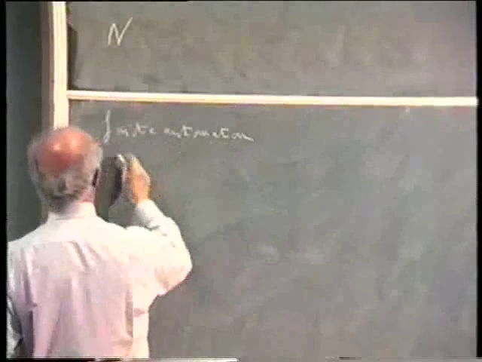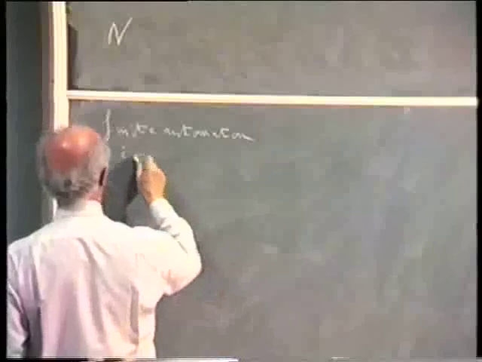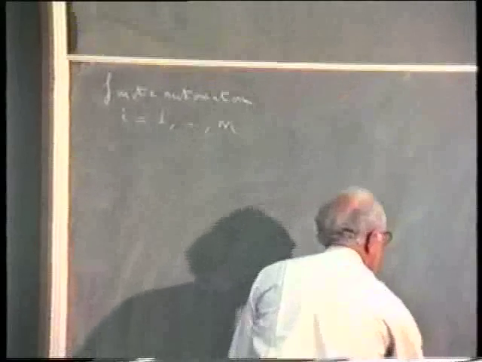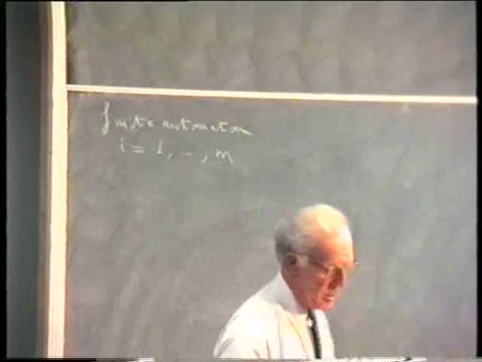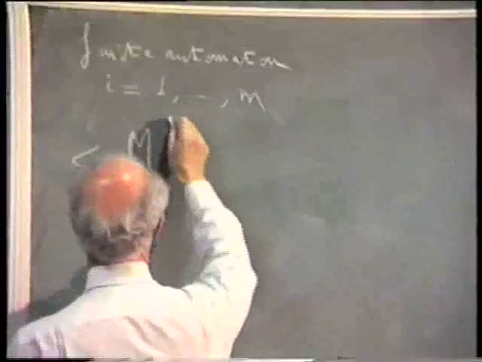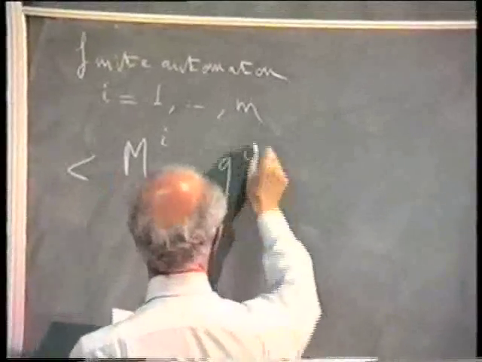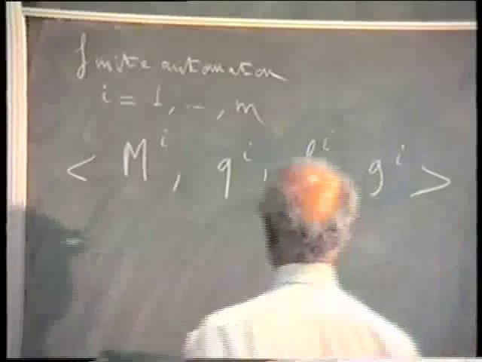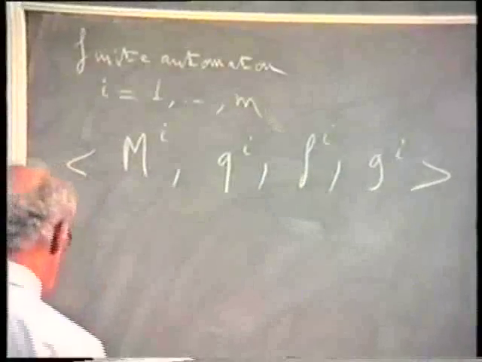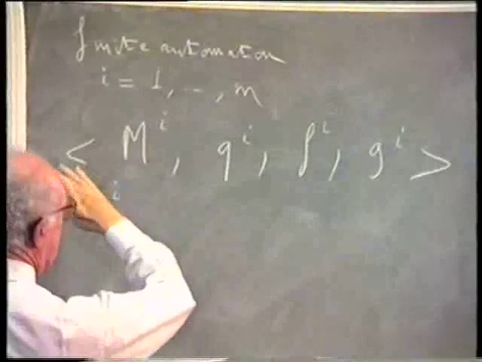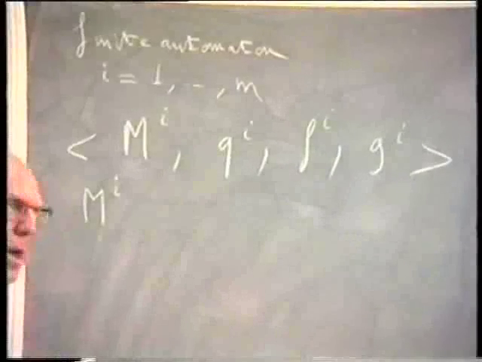This can be phrased very generally. We have a set of players, a finite set, I from 1 to M. And what is a finite automaton? I give the formal definition, and I will, of course, interpret all these objects. You have M_I, let me write it first, Q_I, F_I, and G_I. So it's a quadruple of mathematical objects, and the interpretation is as follows. For each player you have a quadruple like that.